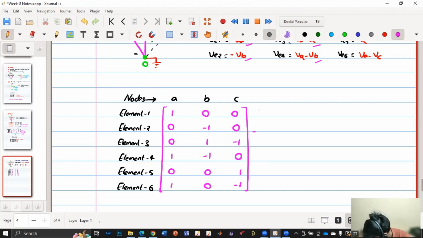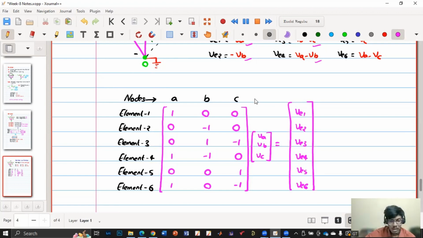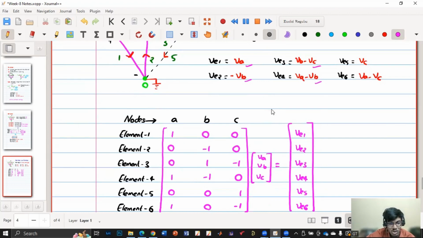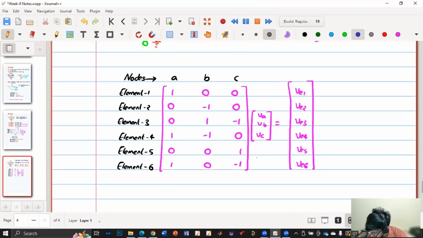Into VA, VB, VC is equal to V1, V2, V3, V4, VE5, and VE6. So we got something like this. Okay. What we have done, we have considered the element voltages on the RHS side and on the LHS side a matrix into the node voltages. So this is node voltage, right? This is the node voltages, and this is the element voltages.